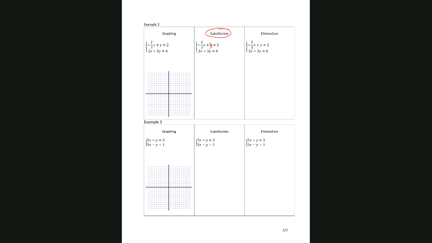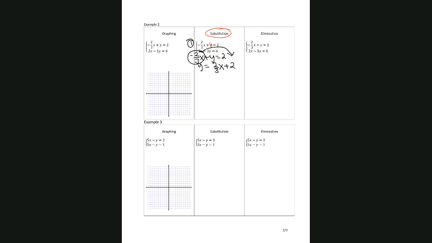So I'm going to take that first equation, negative 2/3 x plus y is equal to 2. And then I need to solve for y. So it's going to be y equals, I'm going to take this negative 2/3 across. So now it will be positive 2/3 x plus 2.